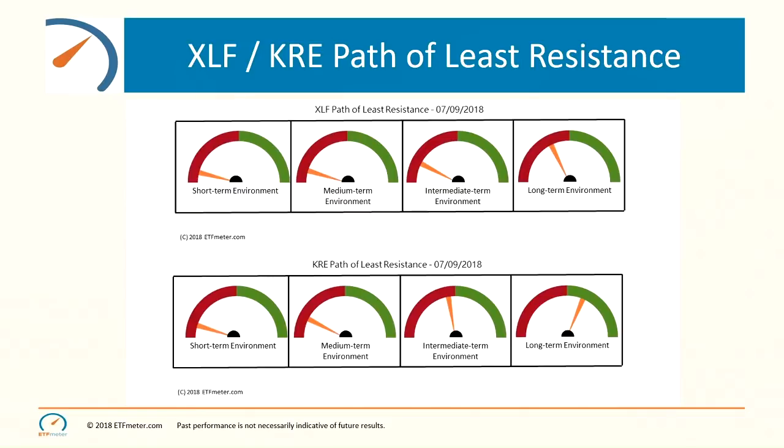And if you look at financials as a group, which is the upper set of dials, you have essentially the same picture. The short-term environment is very bearish for these stocks. The medium-term environment is also very bearish. The intermediate term is also bearish, and the long term is negative as well. So at the moment, there's very little momentum in the financial stocks as a group and in the regional banks as a subsector. So this is something that, unless you're a counter trend trader, is really not that interesting to look at.